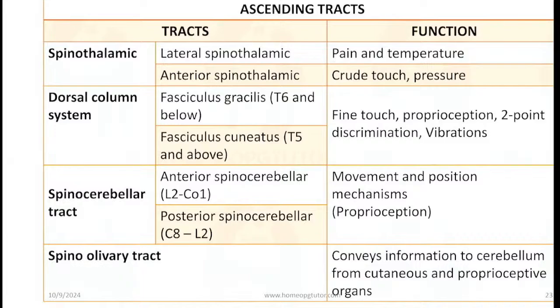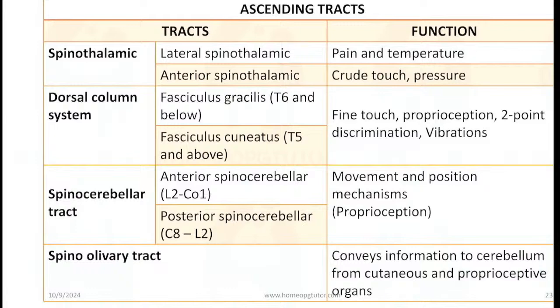Next one, talking about the spinocerebellar tract. How many spinocerebellar tracts do we have? We have an anterior spinocerebellar tract, otherwise called the ventral spinocerebellar tract, as well as a posterior spinocerebellar tract, otherwise you can call it the dorsal spinocerebellar tract, right? So both of them deal with movement and position sense, basically proprioception.